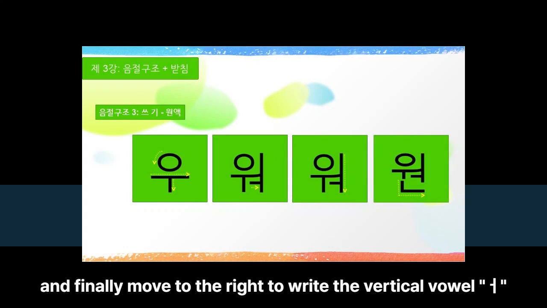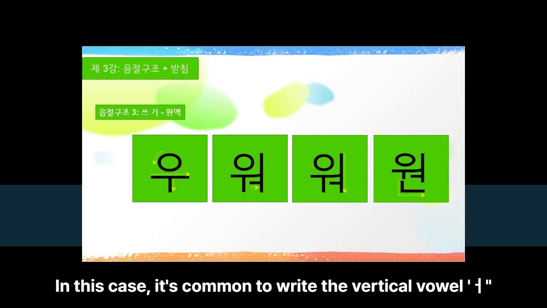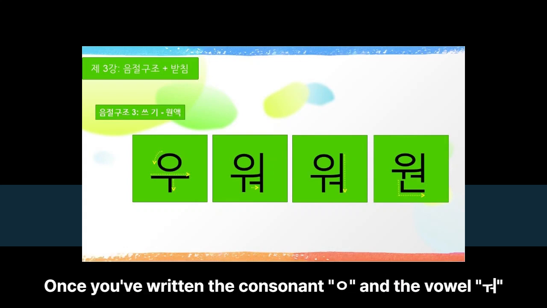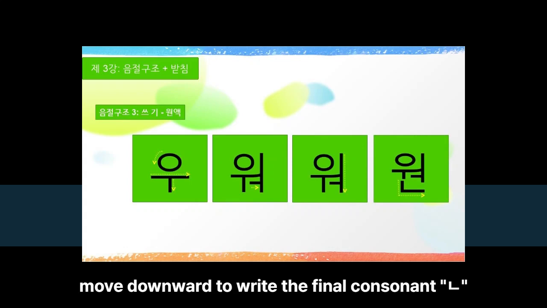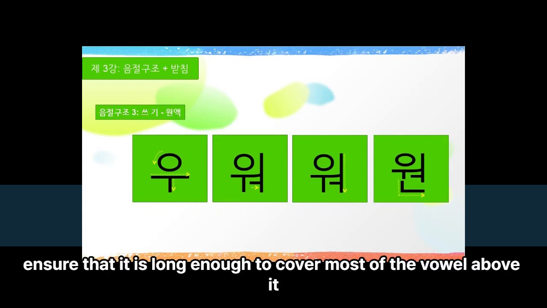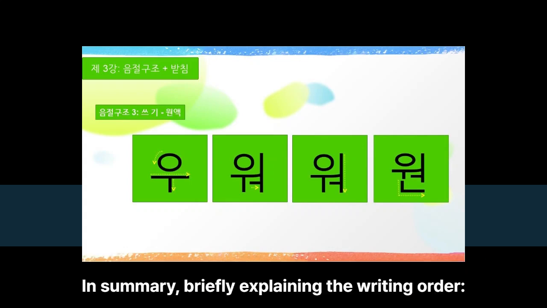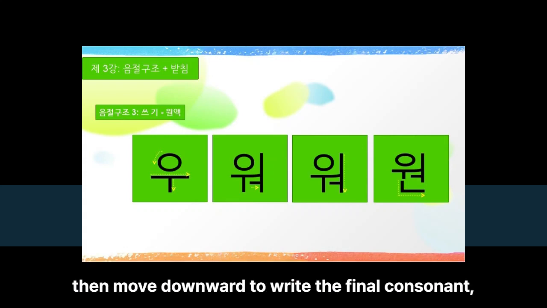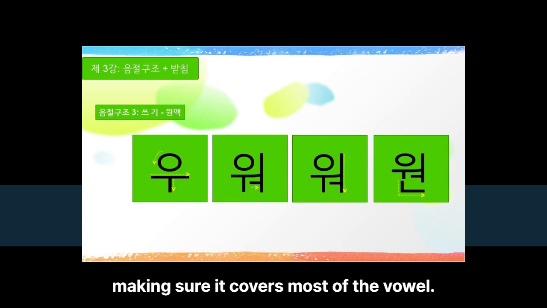and finally move to the right to write the vertical vowel. In this case, it's common to write the vertical vowel with sufficient length to encompass both the consonant young and the horizontal vowel wu. Once you've written the consonant young and the vowel w, move downward to write the final consonant neun. When writing the final consonant neun, ensure that it is long enough to cover most of the vowel above it. In summary, briefly explaining the writing order, start by writing the consonant young and the vowel on top of the final consonant, then move downward to write the final consonant, making sure it covers most of the vowel.